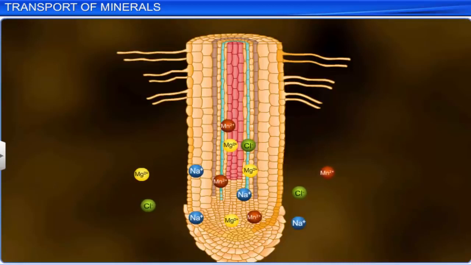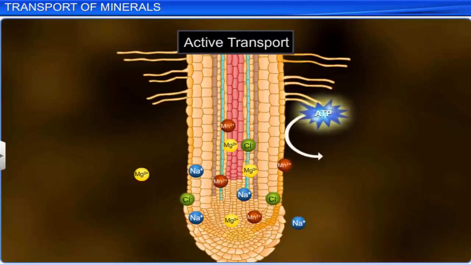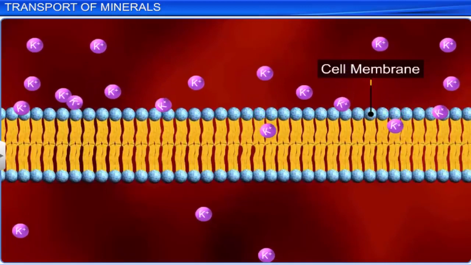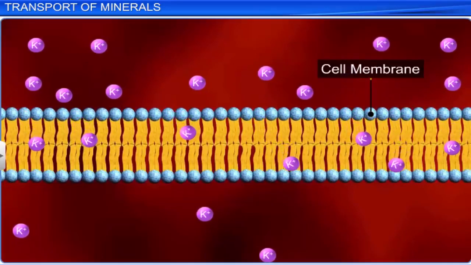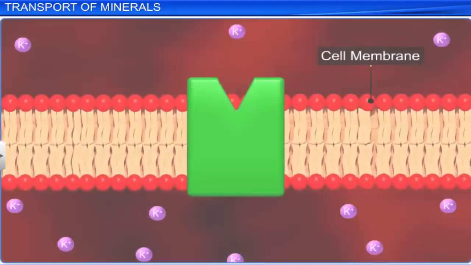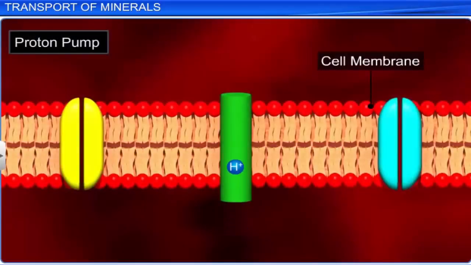On the other hand, active transport takes place when there is higher mineral concentration inside the roots than outside. Since the ions now move against the concentration gradient, they require energy to cross the cell membrane. Some ions, such as potassium, pass through the cell membrane directly without any energy consumption via either membrane protein pumps or proton pumps.